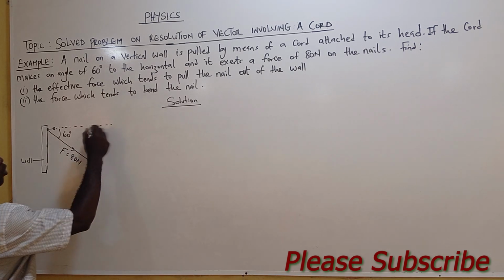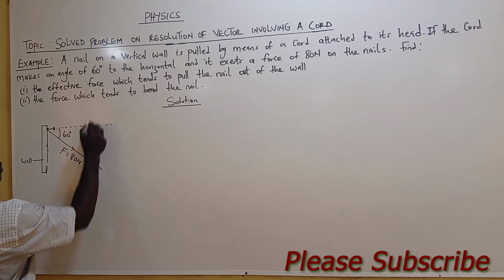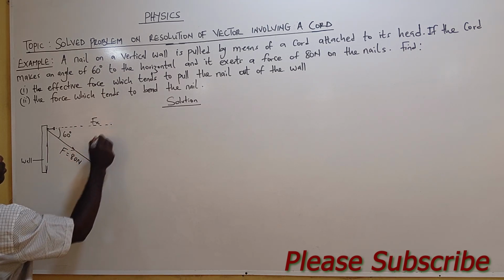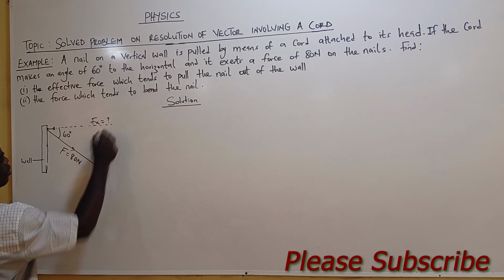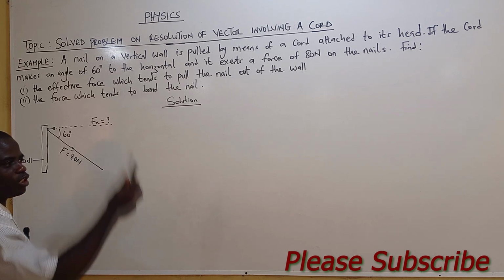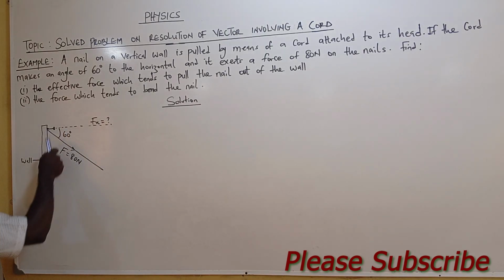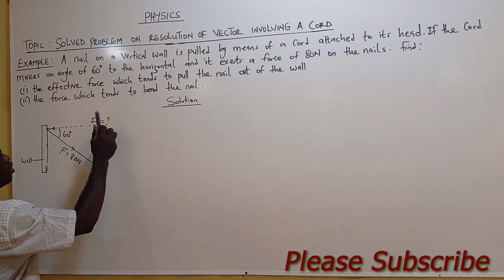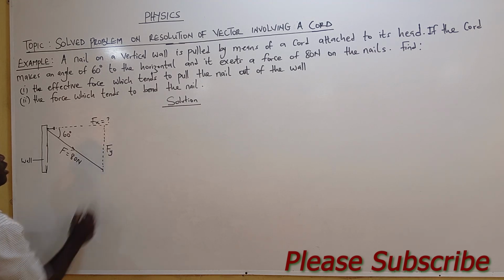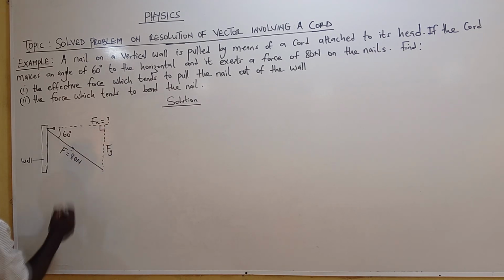When you are pulling the nail out of the wall, to make it easier, it will be horizontal. Since you are dealing with force, let's call the horizontal one Fx. Then you have to look for the force that will bend the nail. If you are bending the nail, you try to pull it down. This nail will bend when you are trying to pull it down. That means you have to look for the vertical component, which is Fy.